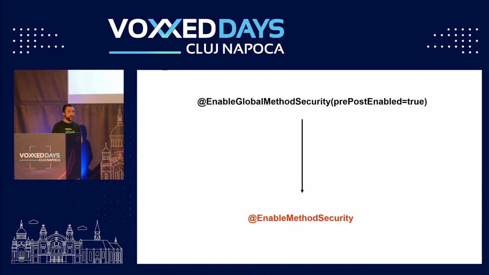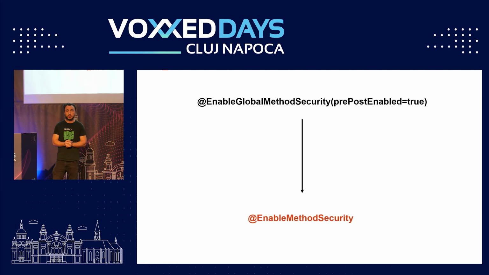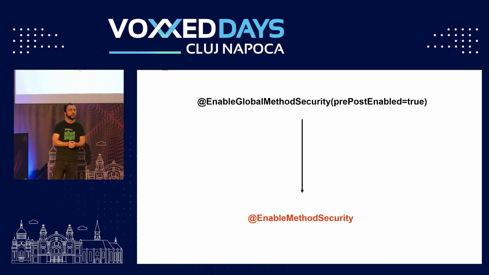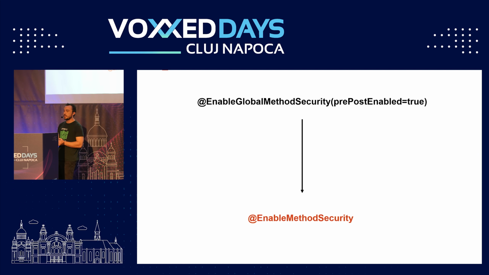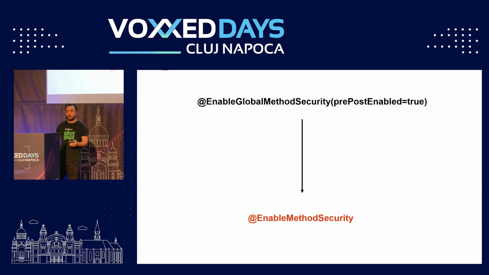The last of the changes is also the smallest. We used to use the enable global method security to enable annotations such as pre-authorized, post-authorized, pre-filter, post-filter, secured, and roles allowed. But we always had to use a flag. And today, the pre-post annotations are probably, I would say, 99.99% used in all cases. So it doesn't really make sense to have to put it on true because it's a convention at the moment. We can consider it a convention.